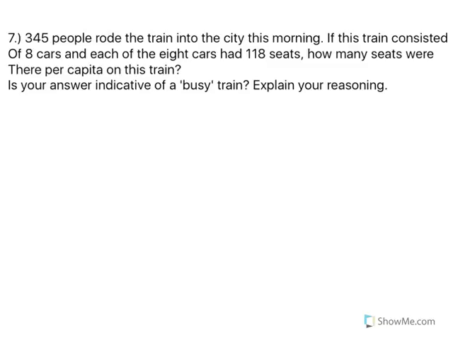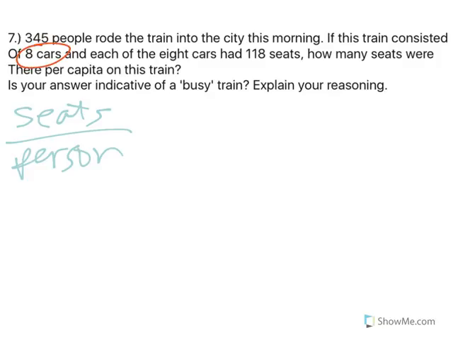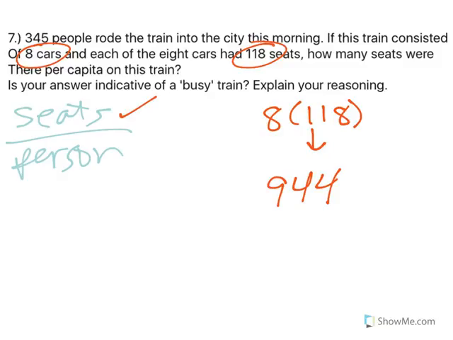Okay, let's just do some other per capita problems here. 7, 8, and 9. 345 people rode the train into the city this morning. If this train consisted of 8 cars, each of the 8 cars has 118 seats. How many seats per capita? So we want to find seats per person. Well, the first thing you have to do is figure out how many seats we have. We've got 8 cars, each had 118 seats. So 8 times 118 gives me a total of 944 seats, right? That's the total number of seats.